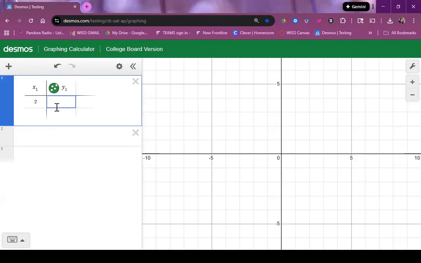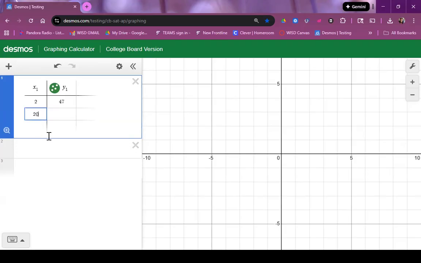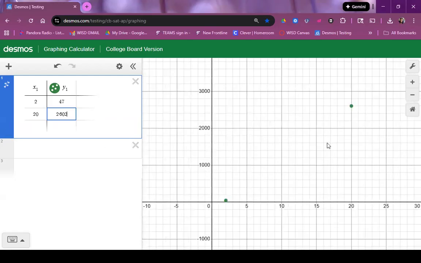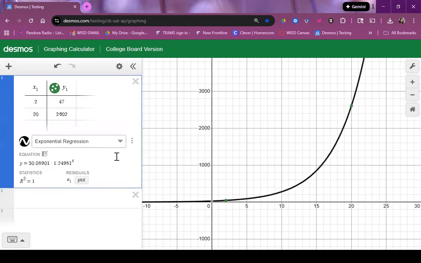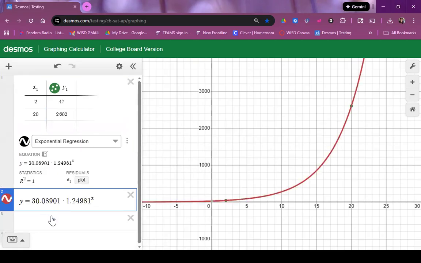I'm going to add my table. And we have 2, 47. And we have 20, 2,602, right? Okay. I'm going to hit this. Boom. That just zooms in on my points. Now I'm going to run the regression. Here's my regression. I'm running an exponential. And bam, were those not the values we got? They were. Those were the values that we got.